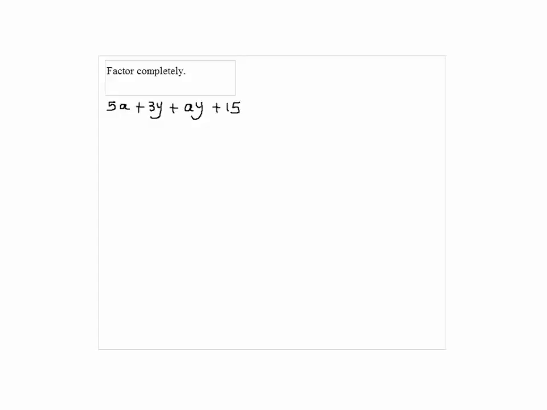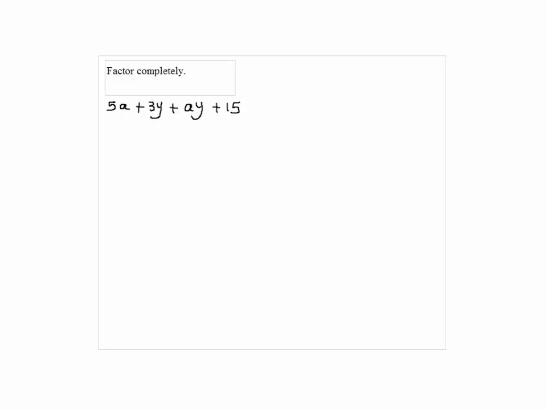Factor completely: 5a plus 3y plus ay plus 15.